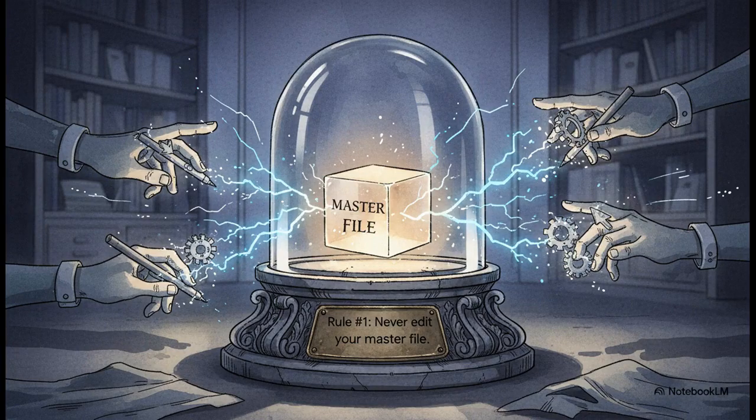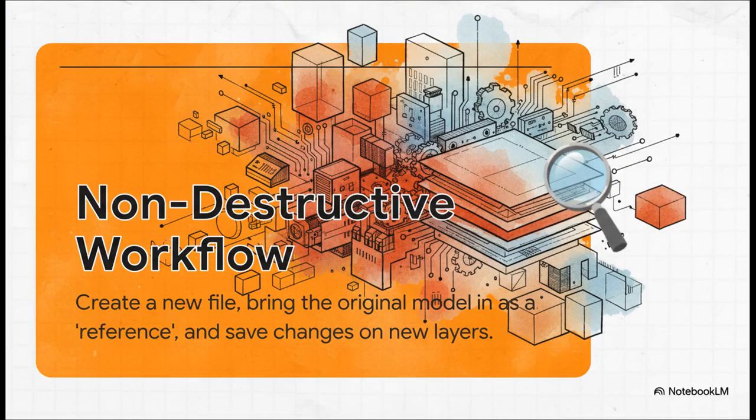And this brings us to the single most important rule of this entire workflow. If you take away just one thing, let it be this. Never, ever edit your master file directly. You have to treat it as your protected, sacred source of truth. So how does that actually work in practice? It's surprisingly simple. You just create a new blank scene. Then you bring your master model in as a reference. From that point on, any change you make, whether it's running the optimizer or adding a new coat of paint, is saved as a separate layer right on top. The original file stays completely pristine and untouched.